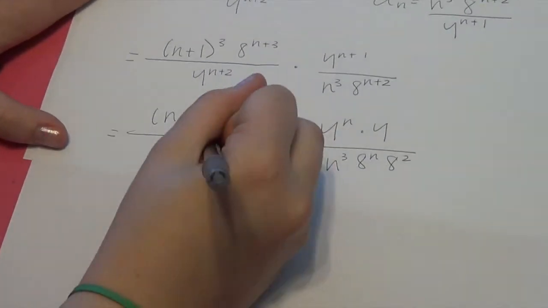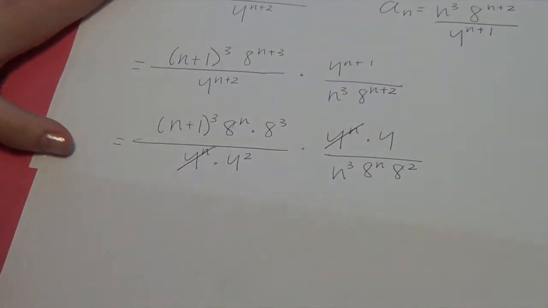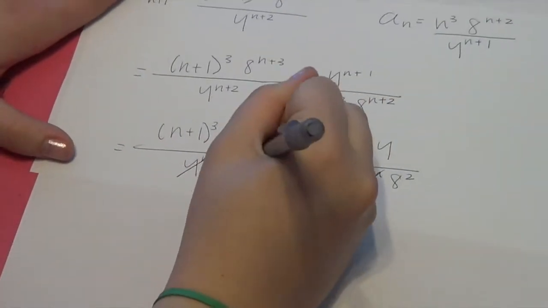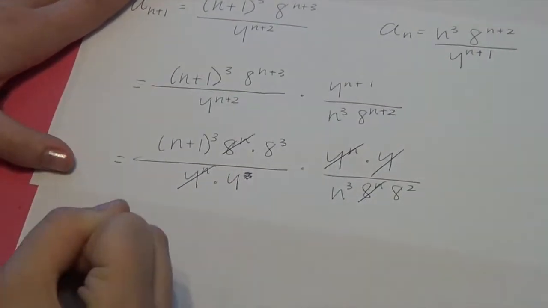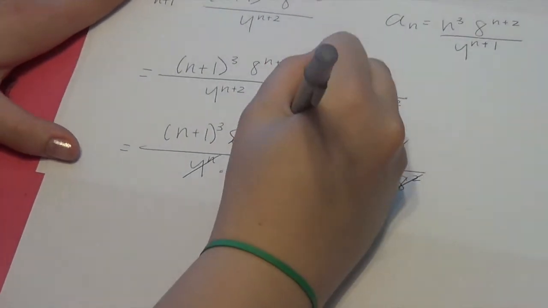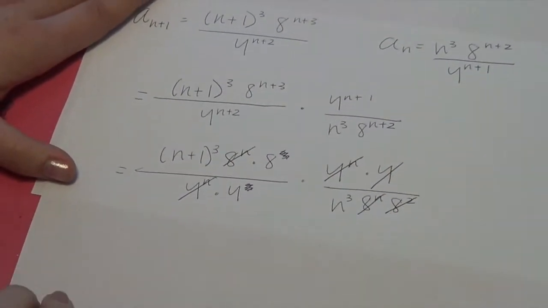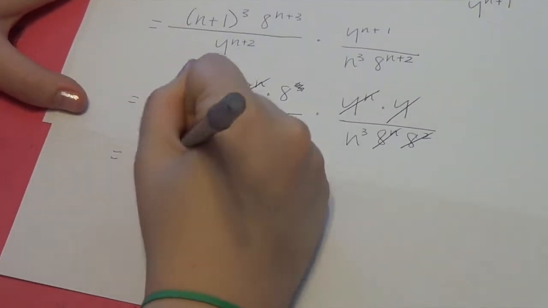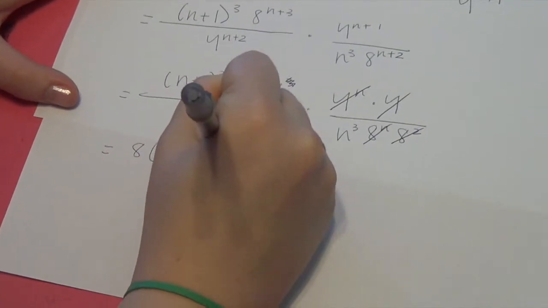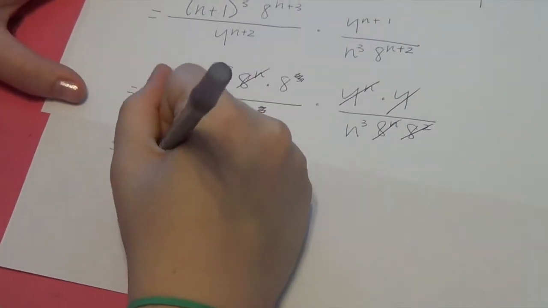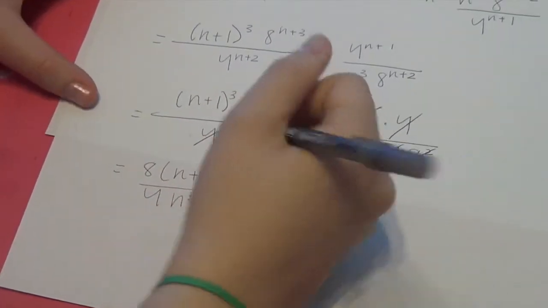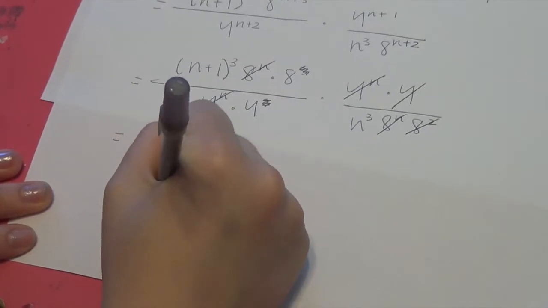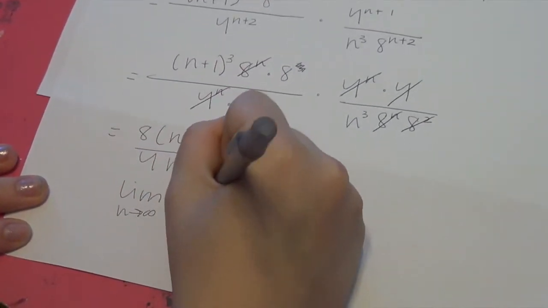Once you reach this step, you can start canceling things out, which is the main objective of the ratio test. So I have two 4 to the n's. I'm going to cancel out my 8 to the n's. I'm going to cancel out one of the 4's on the bottom with this 4 over here. And I'm going to cancel out two of the 8's on top with this 8 squared right here. Then this reduces into 8 times (n+1) to the third over 4 times n to the third. Once you reach this point, you're going to take the limit of this ratio, giving this test its name.